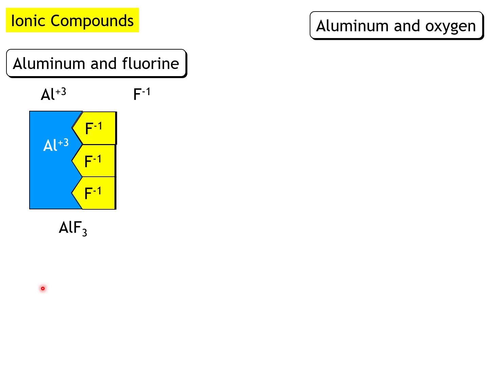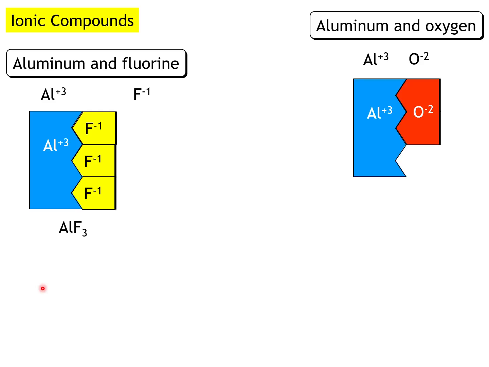All right, so aluminum and oxygen. We already saw the aluminum is +3. Oxygen is in group 16, so that means it's going to be -2. Just needs 2 more electrons in order to get to that noble gas electron configuration. So there's our aluminum, and we're going to add the 1 oxygen.